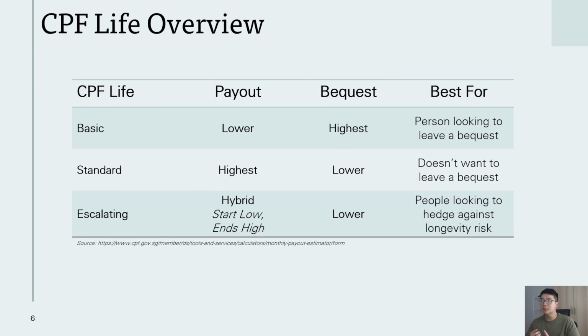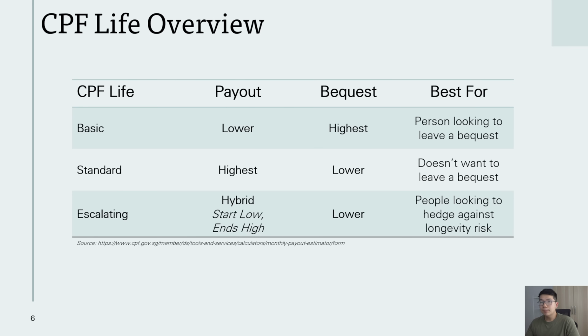For the standard plan, someone should choose it if they don't want to leave a bequest. I think this is the best use case for the standard plan because it gives you higher monthly payouts than the basic plan's amount. And for the standard plan versus the escalating plan, I think the monthly payouts are more attractive for the standard plan because it starts out higher. And I feel that if you're younger, you have more capital needs or more monetary needs for your basic lifestyle.